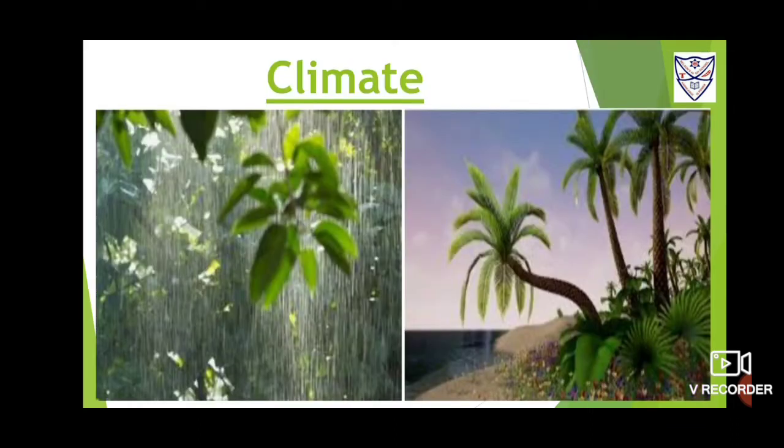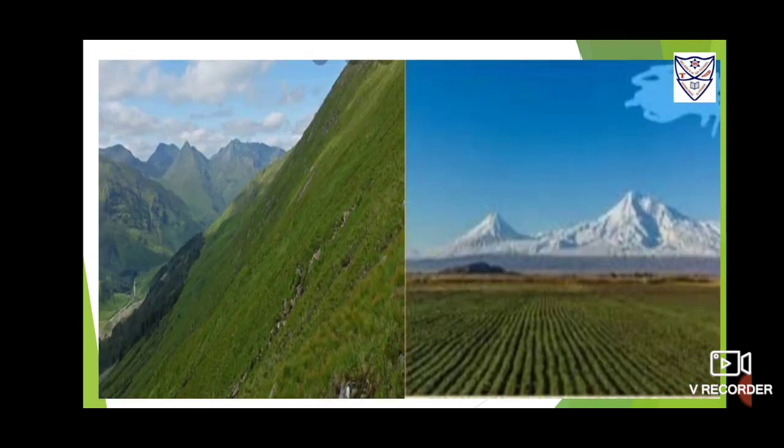Now have a look at the climate of the region. The main climate here is the monsoon climate. Monsoon brings rains between mid-June and mid-September. The summers are hot and winters cool. The basin has a varied topography.